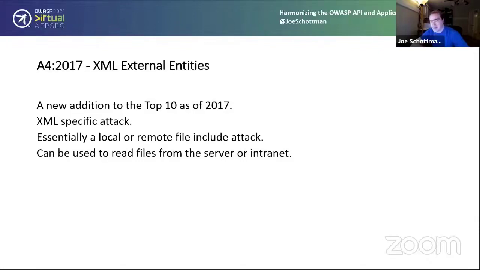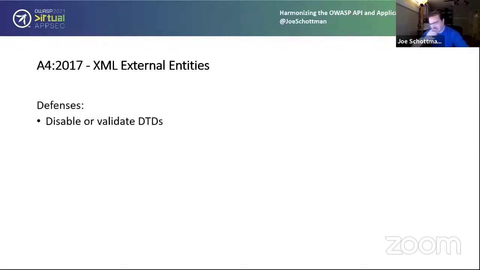So if you're not familiar with it, there's a DTD that allows you to say, go out and this is how to validate this XML content. And if you don't have it locked down properly, you can either read information off of the local server or reach out to the internet or reach out into the intranet and receive information that you're not supposed to and retrieve that using it.